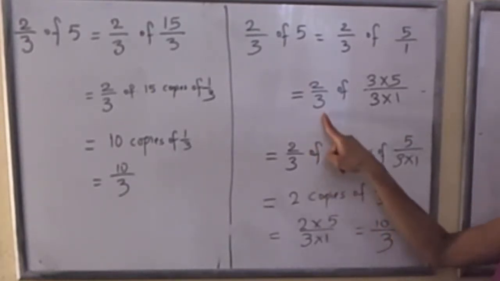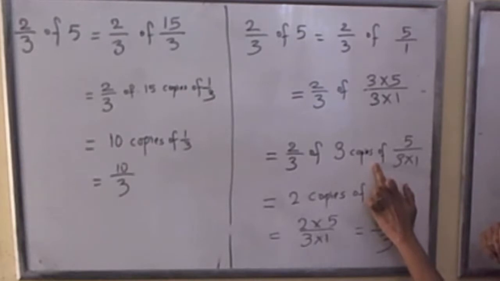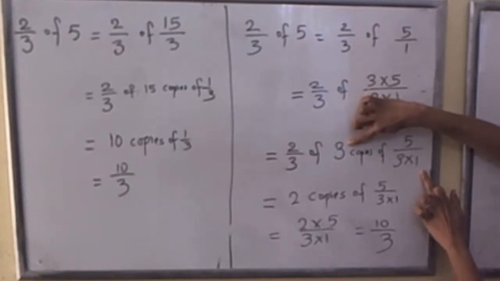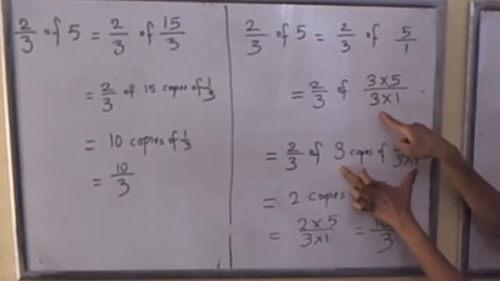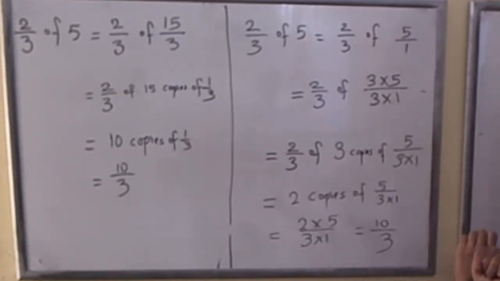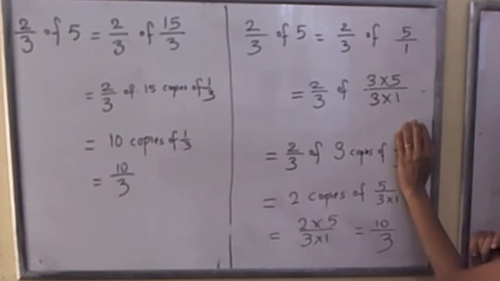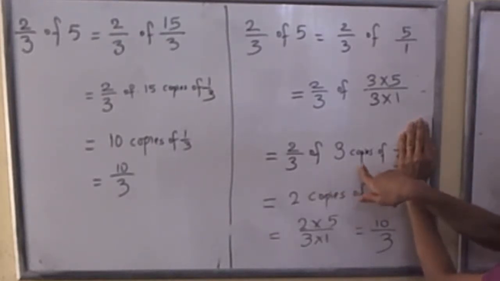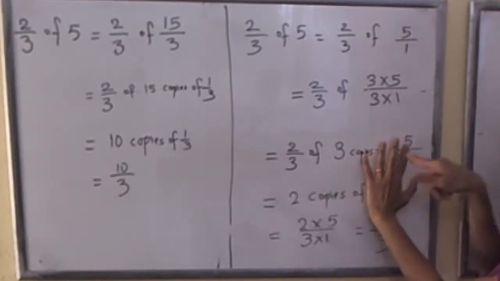Now in this step I write 2/3 of, notice this is really 3 copies of this fraction. This 3, I'm putting it out here, 3 copies of this fraction. So 3 copies of this is really 3 times 5 over 3 times 1. Why do I do that? Now look at this expression. I have 2/3 of 3 copies of something. For a minute you can think of this something as an apple. And so what we have is some number of copies of apples. What is it? It's 2/3 of 3 copies of apples.